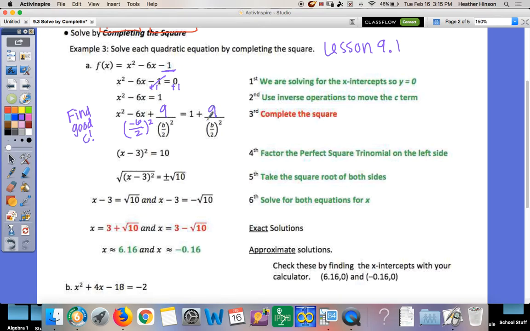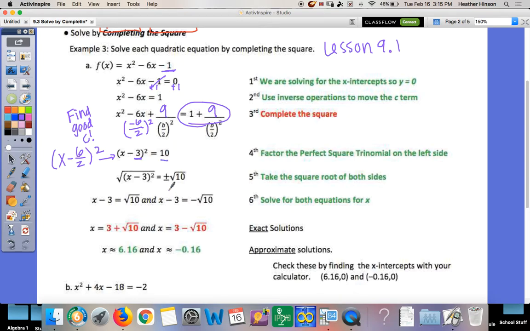Okay, then we just factor it. So you have your shortcut here. We do x minus that b over 2. Oops, 6 over 2. Squared. So 6 over 2 is that 3. That's where that came from. On this side, we just simplify. 1 plus 9 is 10.